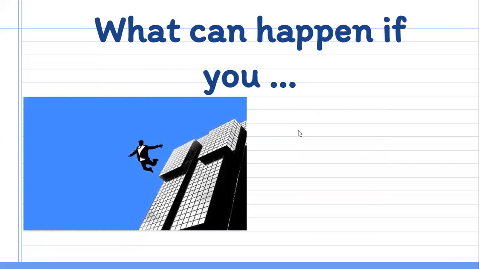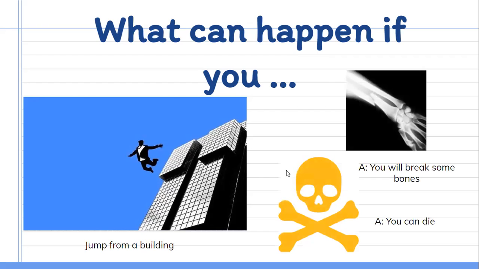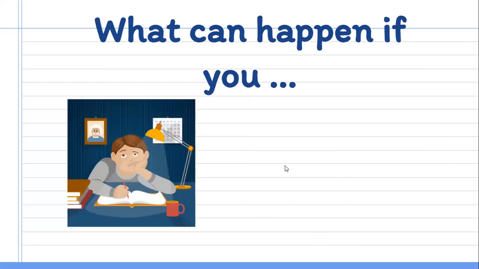What can happen if you jump off a building? You will die. Yeah, you will die. And if you're very unlucky, and if you're lucky, if you're super lucky, what can happen? I'm dying. Okay, that's one option. Yeah, you can die, or you can break your bones. You can break some bones, or many bones, or you can die. Yeah, so we are seeing now an action and the consequence. Now, what about this one? What if you don't study hard for a difficult test, for example? What can happen?